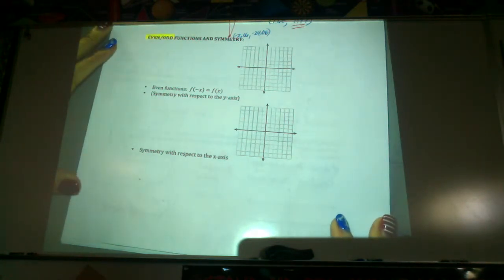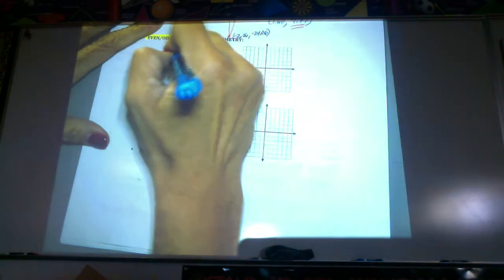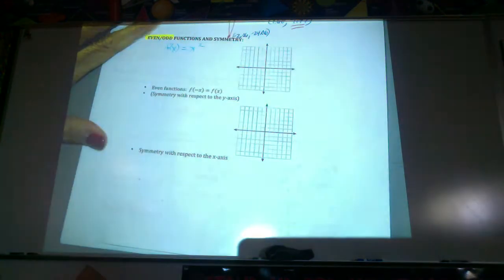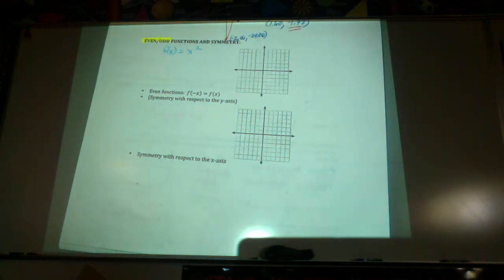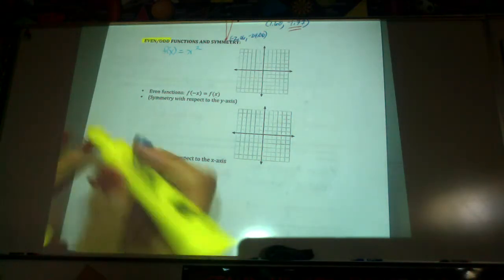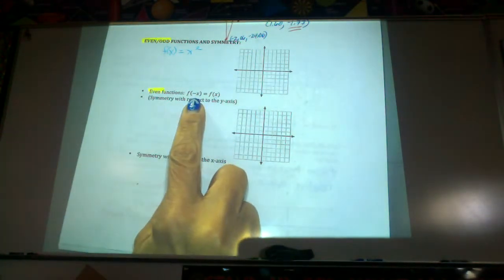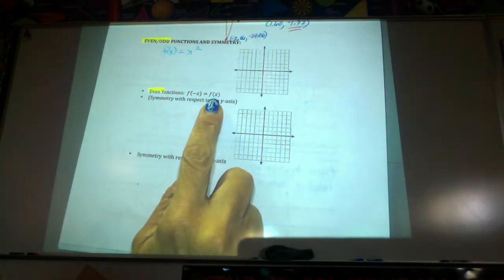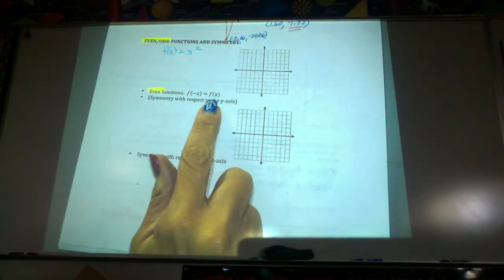So let's look at the first function. Let f of x be equal to x squared. We'll make it simple. It is an even function if and only if I replace every x in the function with a negative x, and I get the same function. I replace every x with a negative x, and I get the same exact function. In other words, there are no sign changes, nothing changes in the function.